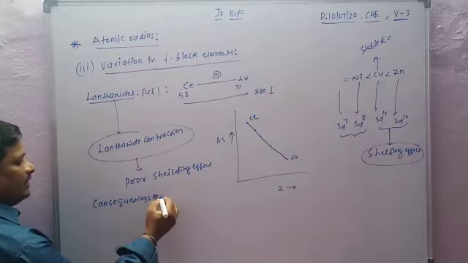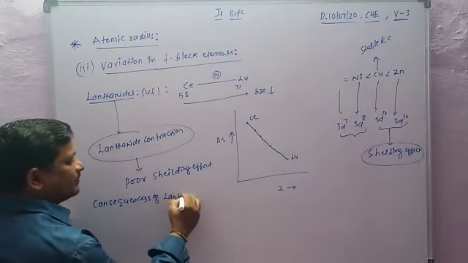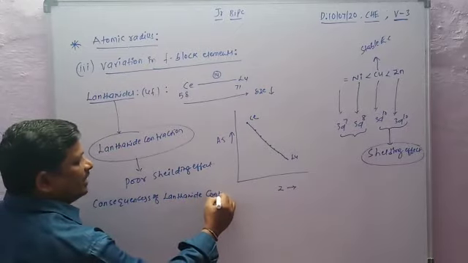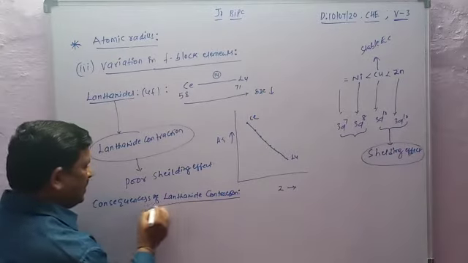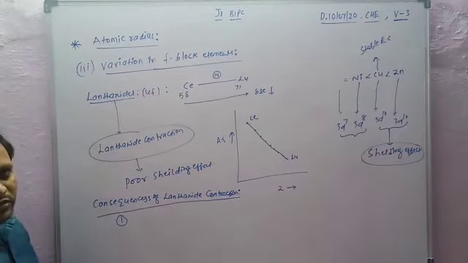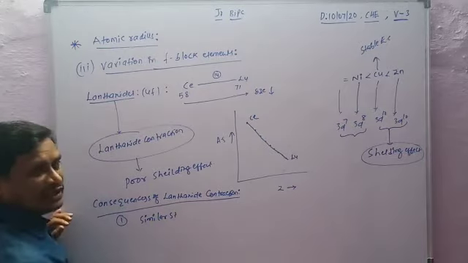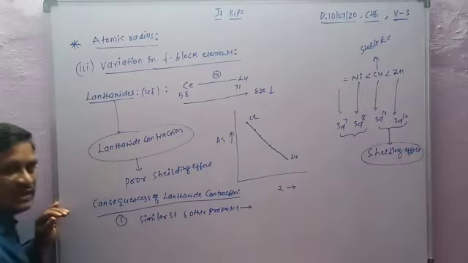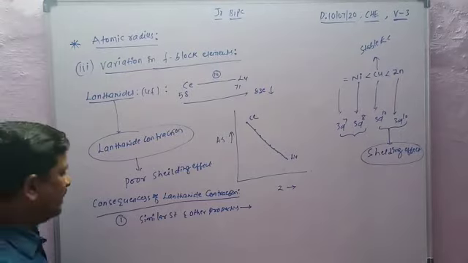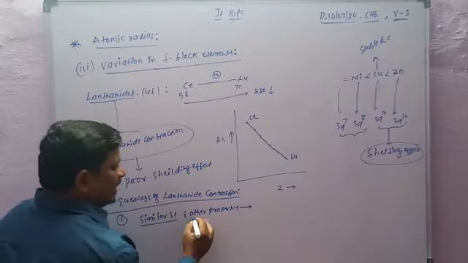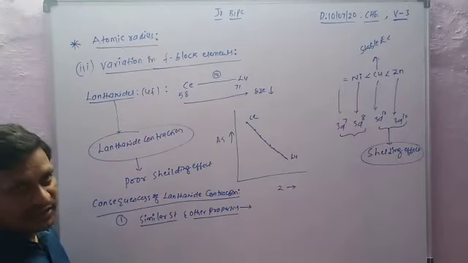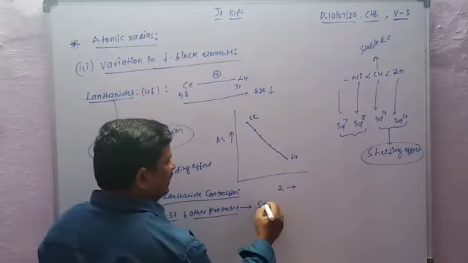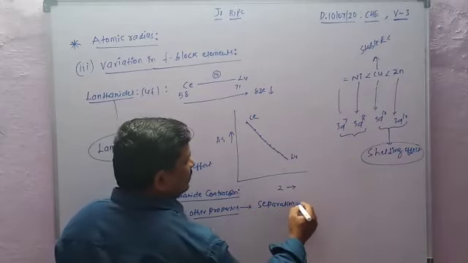Now the consequences of lanthanide contraction. Number one: due to similar structure and other properties of lanthanides, separation of lanthanides from a mixture is difficult.